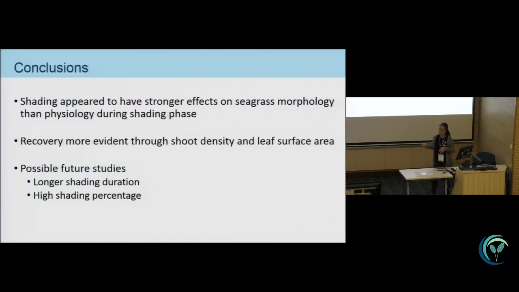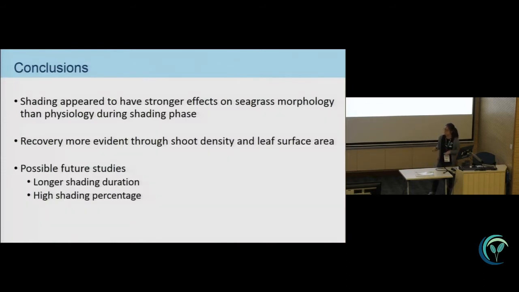So in conclusion, my studies found that shading had significant effect on the seagrass shoot density as well as the leaf size, but there was no significant shade effect on the seagrass physiological traits such as the thermal optimum as well as the chlorophyll. And during the recovery post-shading phase, we found that recovery was more evident through the visual assessment of various morphological traits. And this could mean that shading had greater effect or more obvious effects on seagrass morphology than seagrass physiology.